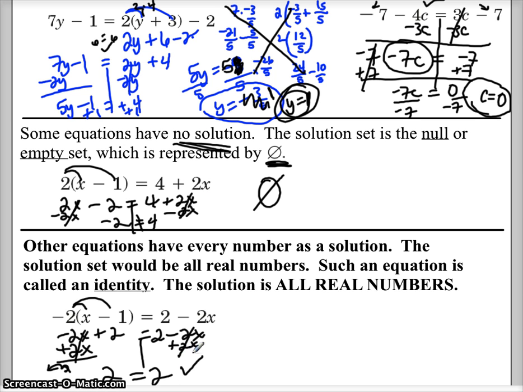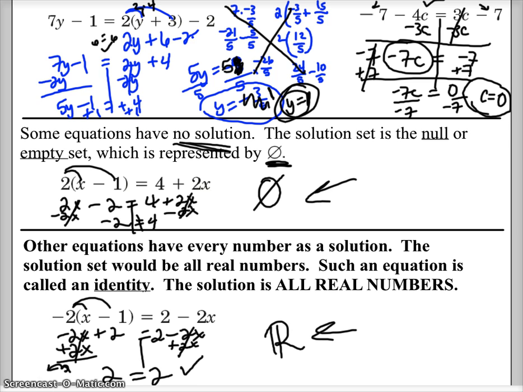That is true. Okay, when your variables cancel and what's left is true, that is all real numbers. And there's a symbol that you can use. You can write out all real numbers. Doesn't matter. Okay, but those are two special cases, either no solution or all real numbers. What you do want to remember is that if your variables cancel and the two numbers left are not equal, that is no solution. If the two numbers left are equal, that is all real numbers.